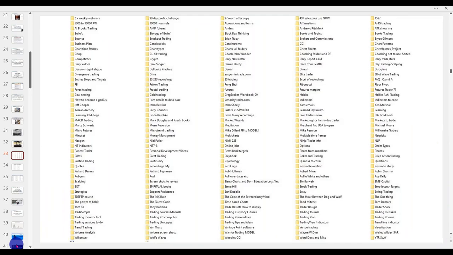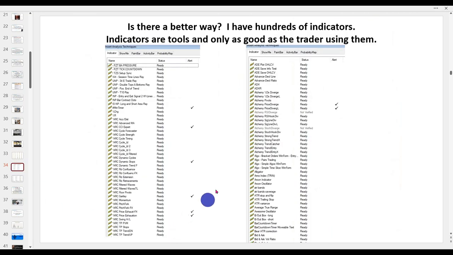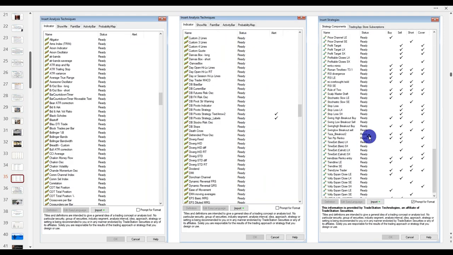When it comes to folders on my PC, I've got hundreds of them, different topics, and this is all to do with day trading and systems. This is my TradeStation indicators. I've coded or purchased hundreds and spent hundreds of thousands of dollars over the years. We've coded robots for Forex, you name it, we've been there and done that.